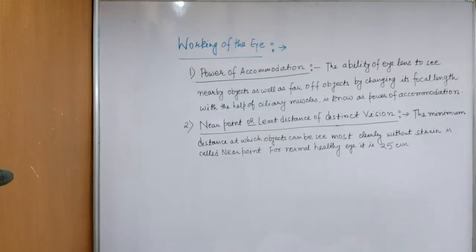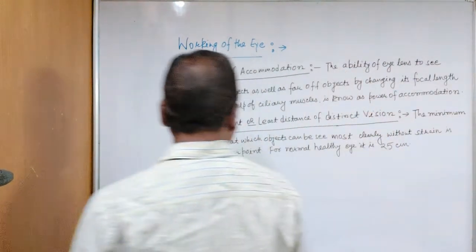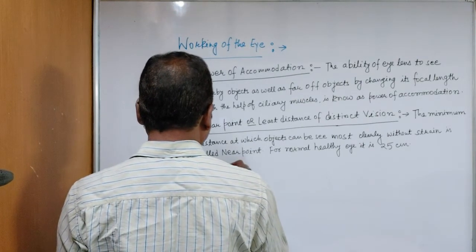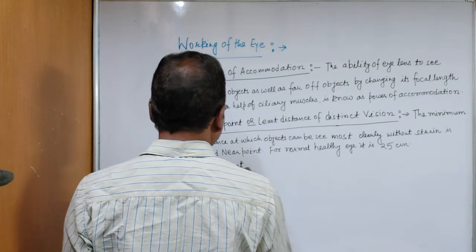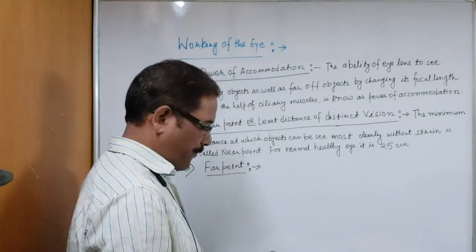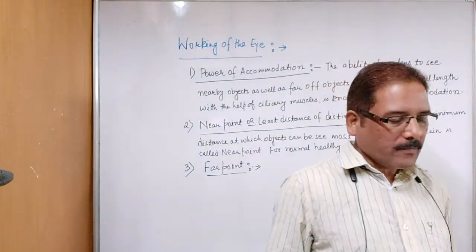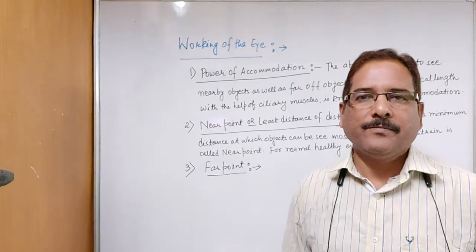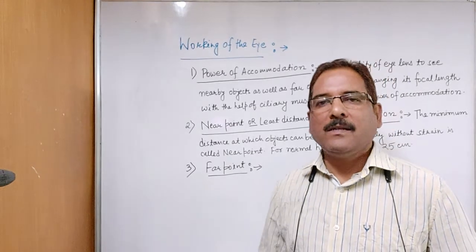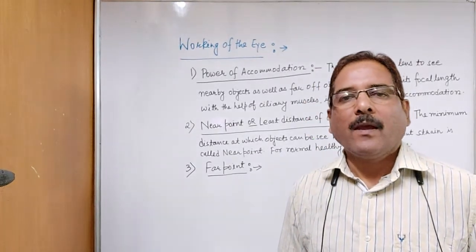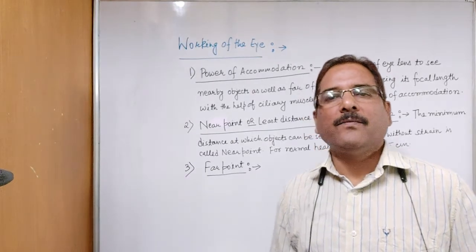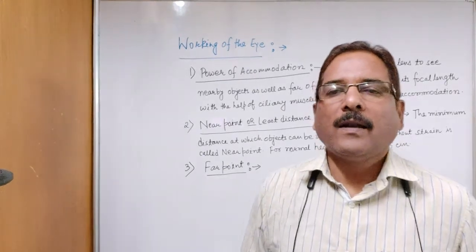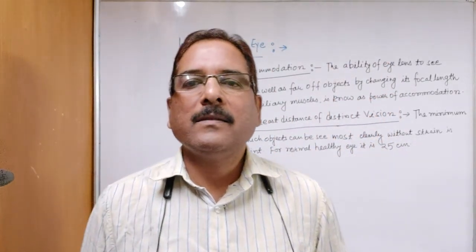Then another important term is far point. So you guess what is the far point of a normal healthy eye? What is the farthest distance which we can see with our eyes? You can see even stars in the sky, and stars are, we can say, at infinite distance from us, isn't it? So the farthest point for a normal healthy eye is infinity.